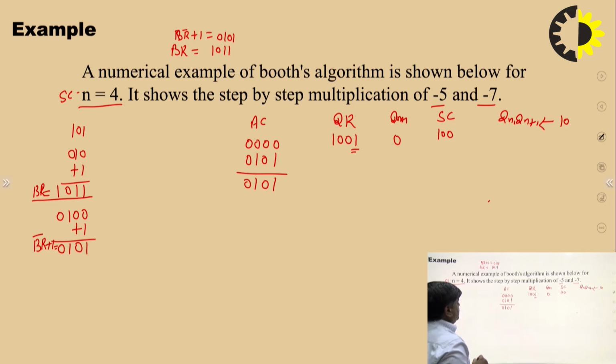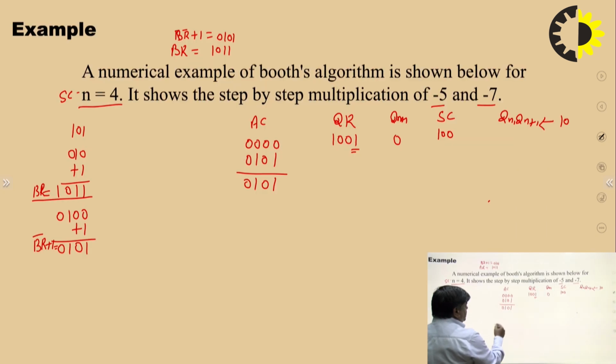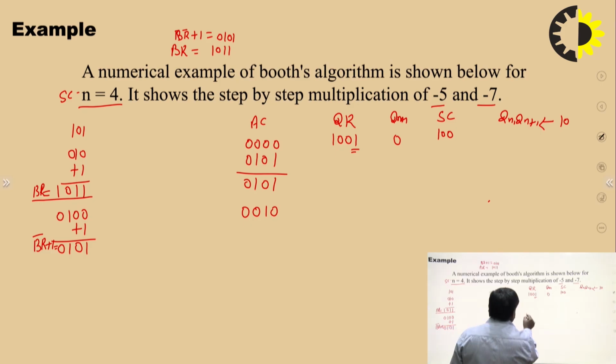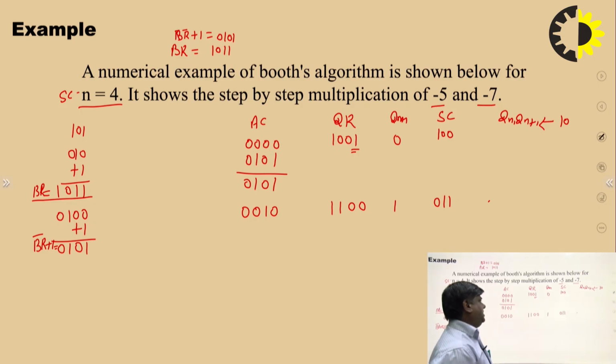And what is the next operation? We see the algorithm: arithmetic shift and SC is equal to SC minus 1. Arithmetic shift means shift, first bit added is 0. Now, here is 0 1 0. This one shifts from here, that is 1 1 0 0. Now this shift is 1 here, and SC is equal to SC minus 1, it means 0 1 1. And check SC. SC is not 0.